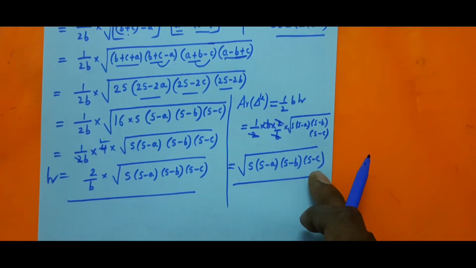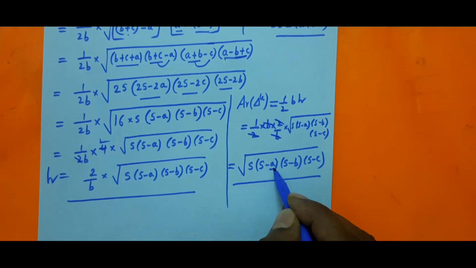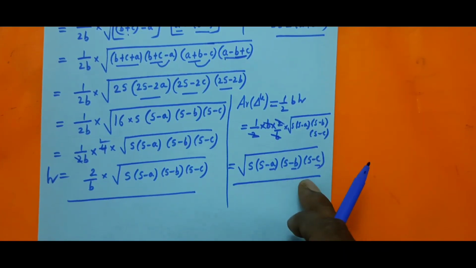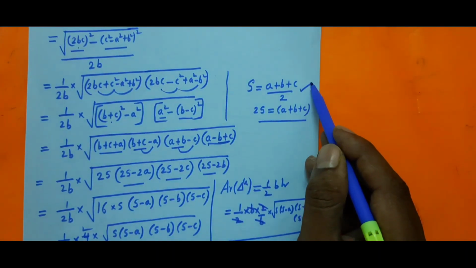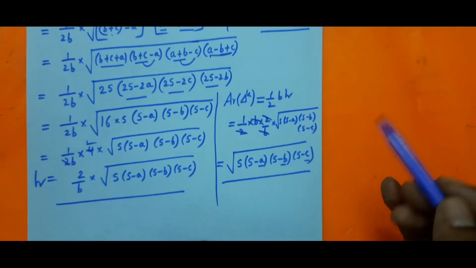When the three sides are known, nothing but the three sides a, b, c, s is (a plus b plus c) by 2, the semi perimeter, hence proved.